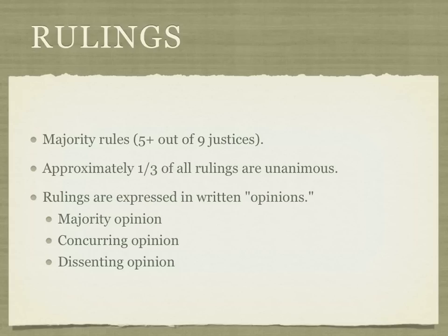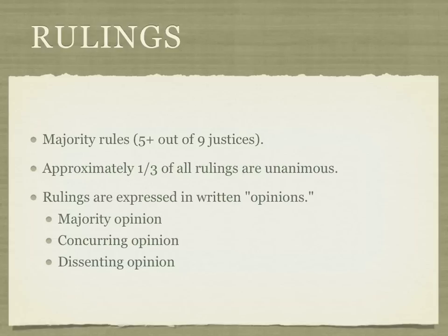The majority rules. That is, nowadays there are 9 Supreme Court justices, so if 5 or more of them decide one way, that's the way the ruling swings. Interestingly, approximately 1/3 of all rulings are unanimous, in that all 9 justices agree. Rulings are expressed in written opinions.